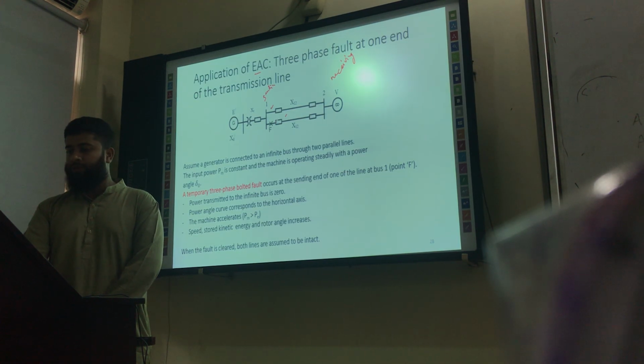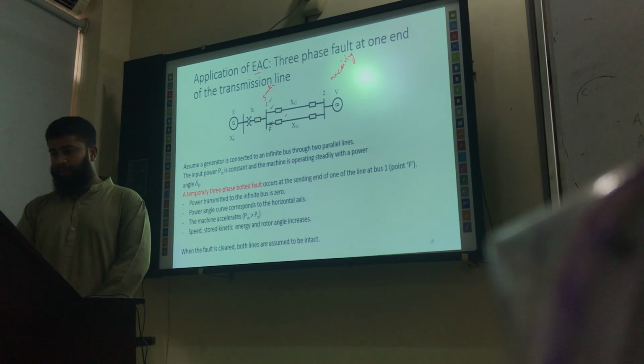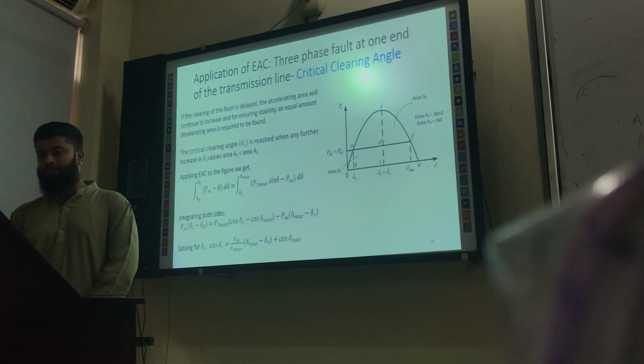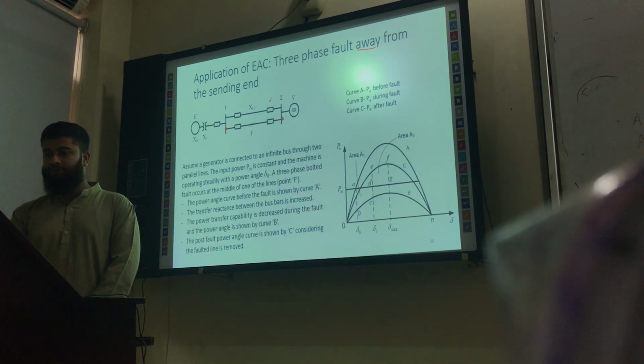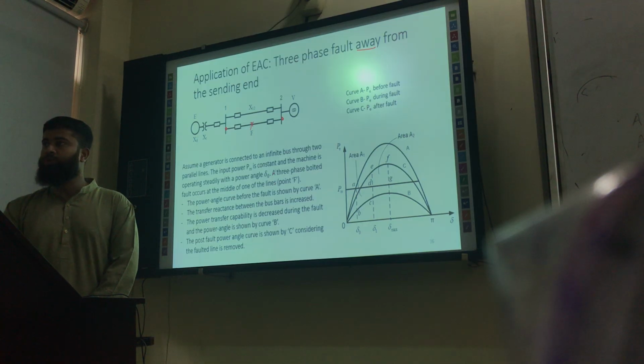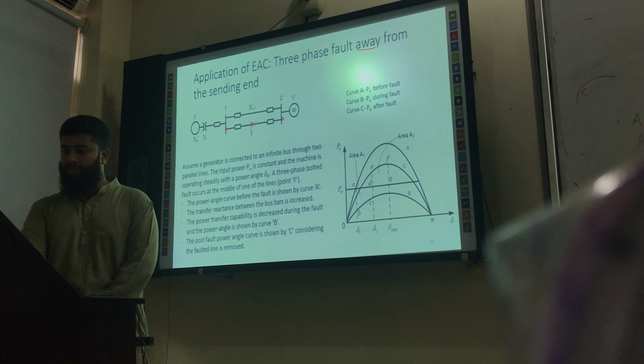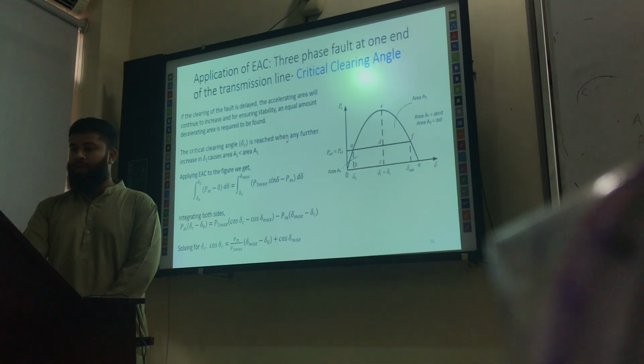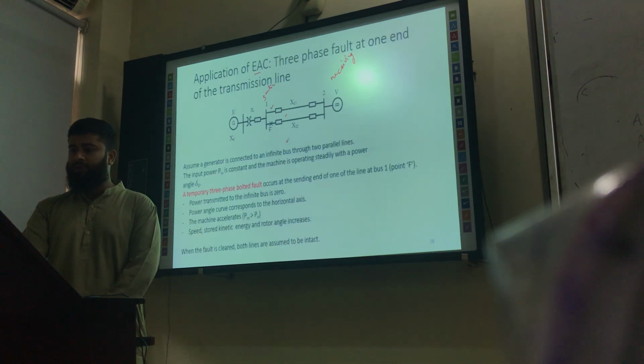In this case, the fault is near the sending end. Then in the next case, which will be discussed in the next class, we will see that the fault is away from the sending end. That means it is in the middle of the transmission line. So we will consider these two cases. This is case 2: the fault is at the middle, away from the sending node. Here the fault is near the sending node. Actually the fault is at one end of the transmission line.